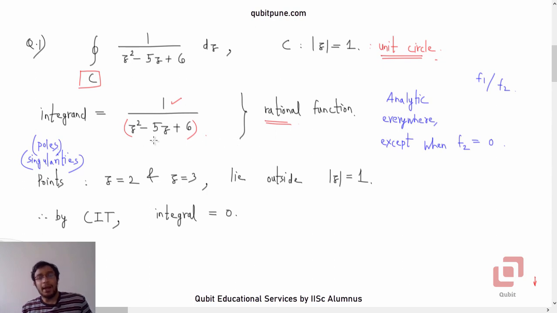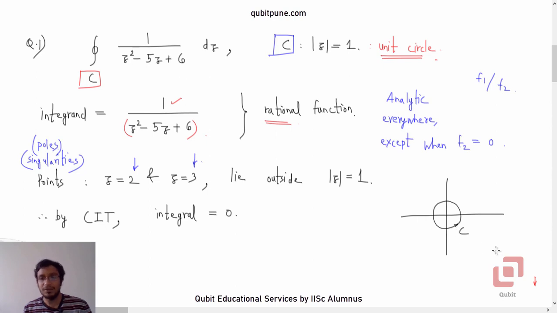And they are not difficult to find. You have to just solve the quadratic equation. The poles will be 2 and 3. Now our next job is to determine the relative positions of these points or poles with respect to the circle C or the curve C. It's not very difficult to see that both the roots of our equation are real. And if this is the closed curve C, the unit circle, then z1, which is 2, lies outside, and so does z2, which is 3.